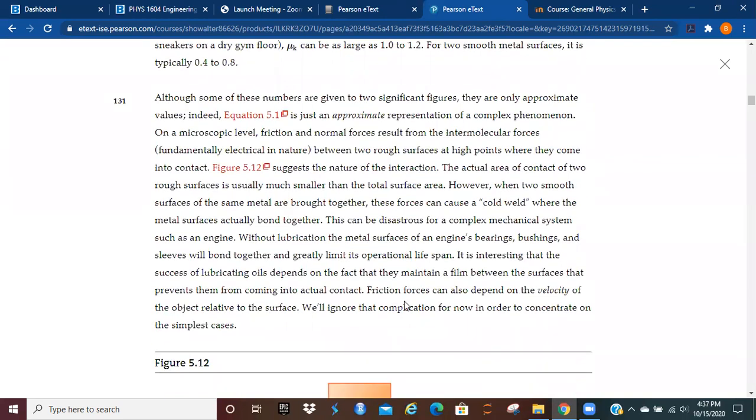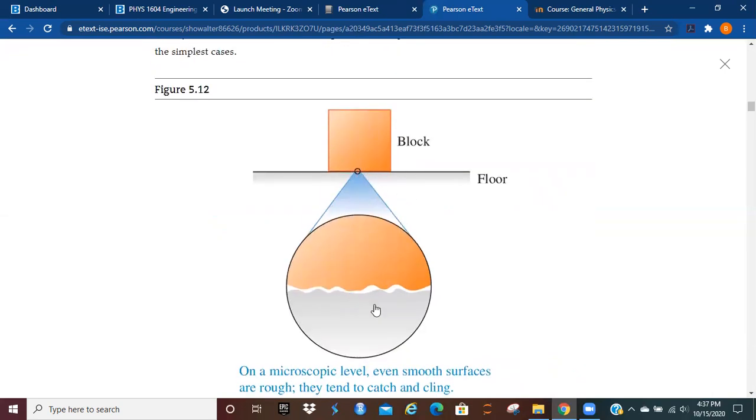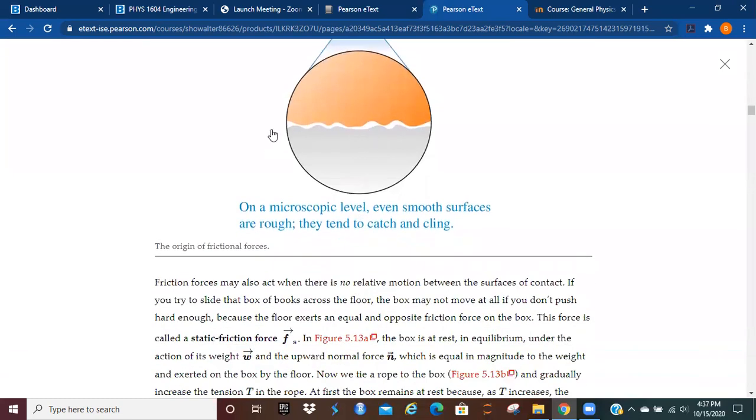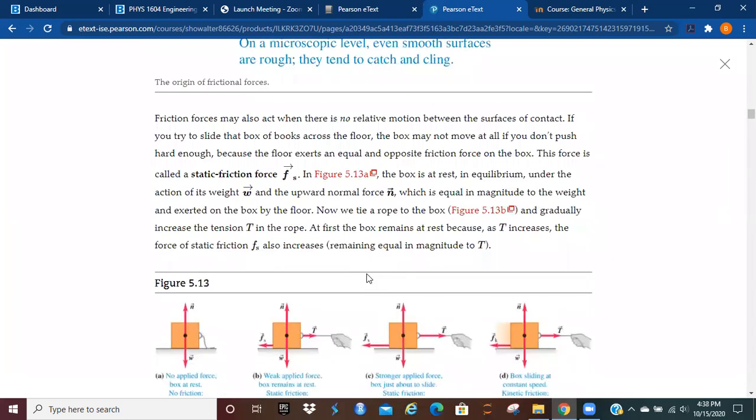They're put together based on experiment and trying to correlate what is happening when one surface runs over the other. If you get down to the microscopic level here, you're going to notice that a smooth surface is not really smooth. It's rough. And so these surfaces catch and cling to each other, and that's what creates the friction.